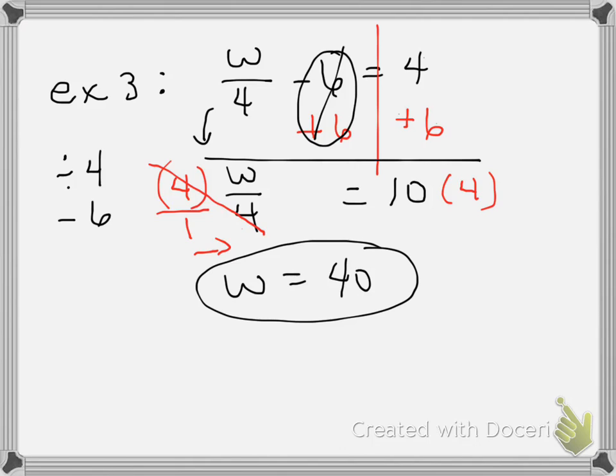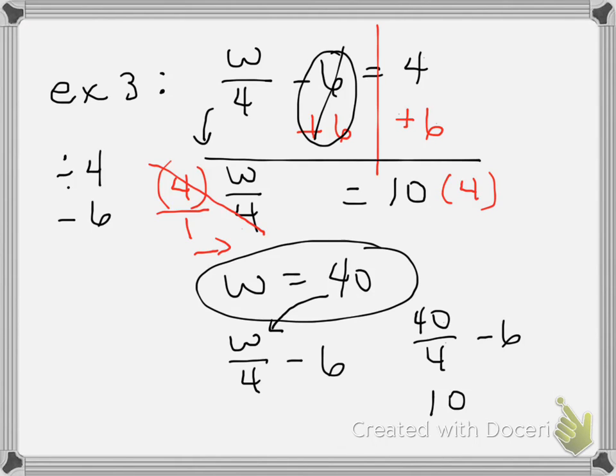So how do I know I'm right? So I take w divided by 4 and then subtract 6. I plug the 40 into the w. And what's 40 divided by 4? 10. And 10 minus 6 is 4. And is the answer what we got? A 4. Sure is. All right, let's try a really fancy one.